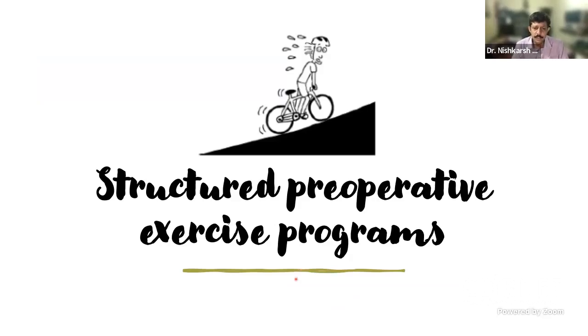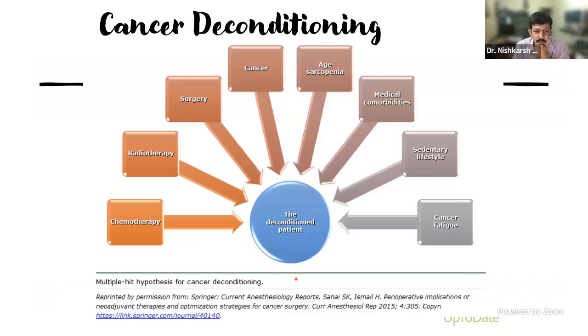Now coming to structured preoperative exercise programs. We know we have a patient with a malignancy, associated age-related sarcopenia, and medical comorbidities we discussed in the previous slide. In addition, because of all these, patients are usually sedentary. There is fatigue because of the malignancy. And on top of this, we add surgery, radiotherapy, and chemotherapy. So all these things together lead to a deconditioned patient, who may have a difficult recovery if any procedure is done.